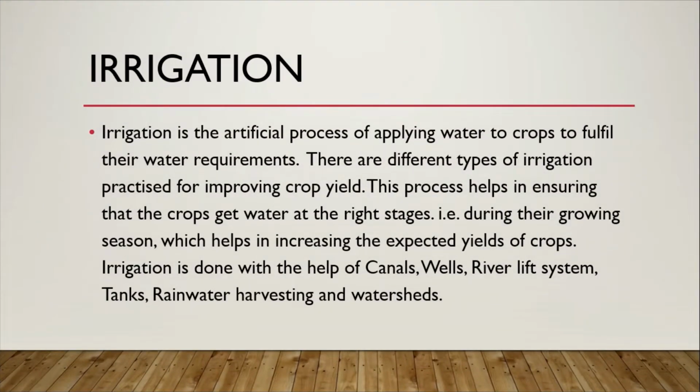Irrigation is the artificial process of applying water to crops to fulfill their water requirement. There are different types of irrigation practice for improving crop yield. This process helps in ensuring the crops get water at the right stage, that is during the growing season, which helps in increasing the expected yields of crops. Irrigation is done with the help of canals, wells, rivers, lift systems, tanks, rainwater harvesting, and watersheds.